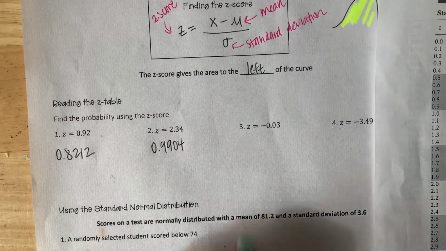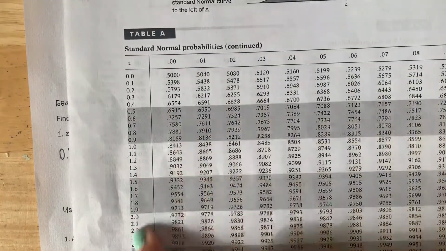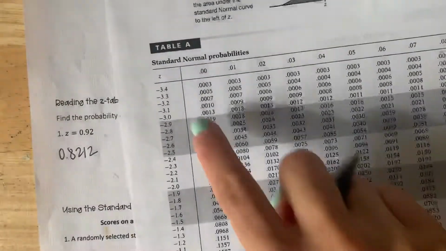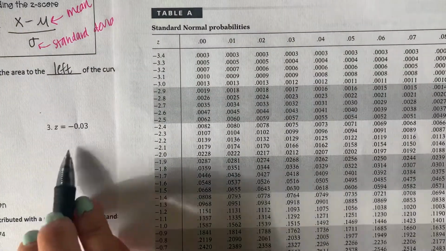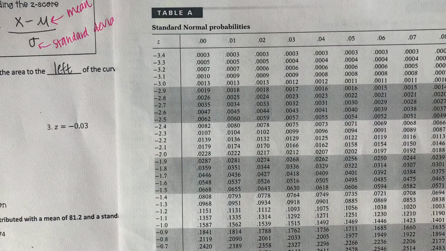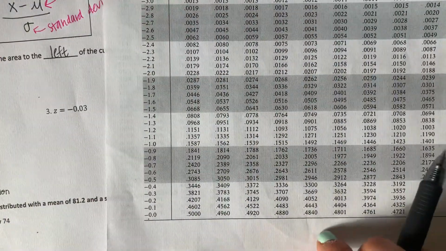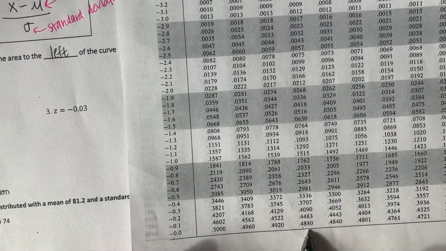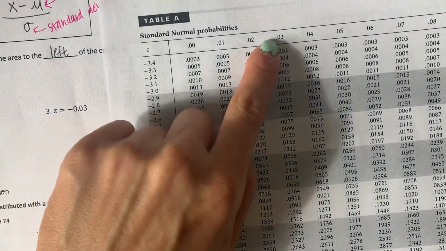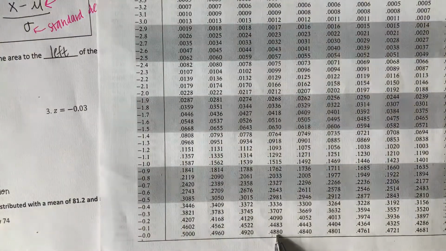Let's try another one. Negative 0.03. It is negative, so this is the positive side. If I turn it over to the other side, I have negative values here. So I'm looking for negative 0.03. So 0.0 is there at the very bottom of my table. And then I need that 3. So I'm going to go over to the third column where that 0.03 is. I'm going to come down and my number is 0.4880.